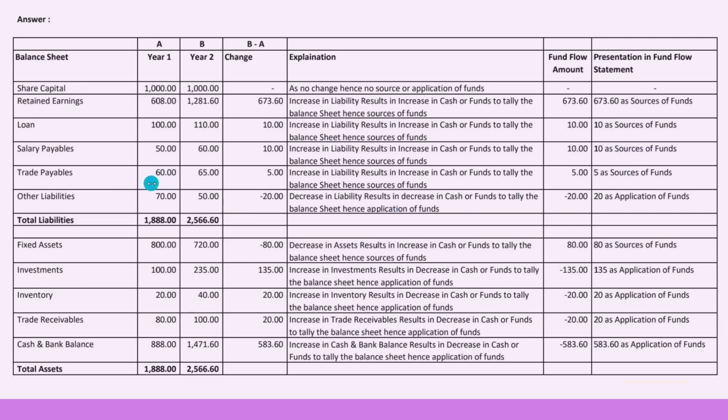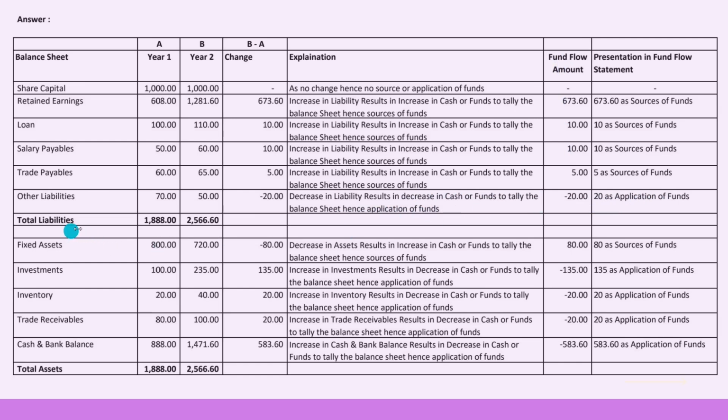Trade payable 60 becomes 65. So the increase is 5. So an increase in liability results in an increase in cash or funds to tally the balance sheet, and hence sources of funds. So the fund flow amount is 5. 5 is the sources of funds. Other liabilities 70 becomes 50, so minus 20. So a decrease in liability results in a decrease in cash or funds to tally the balance sheet, and hence application of funds. So the fund flow amount is minus 20 and 20 is written as application of funds.